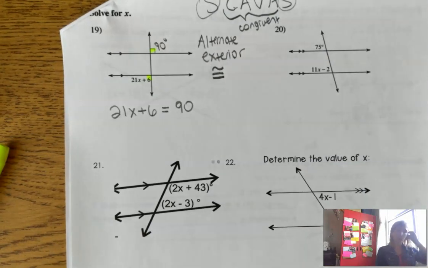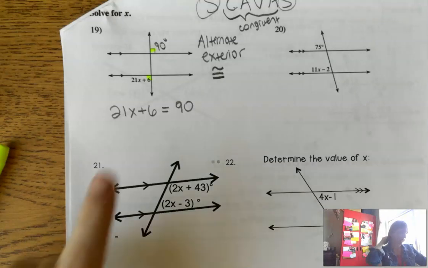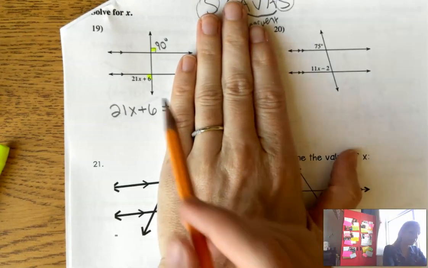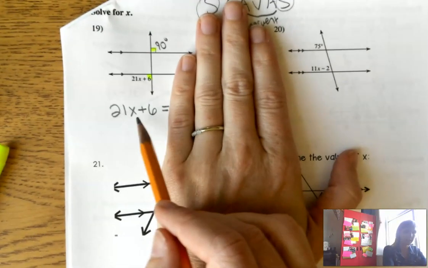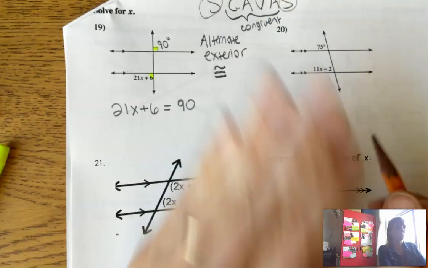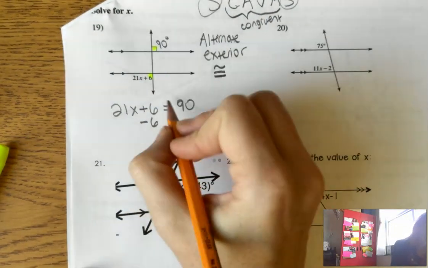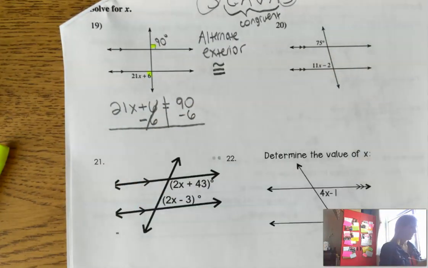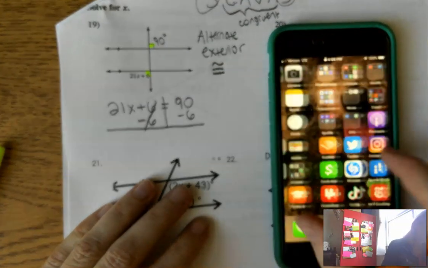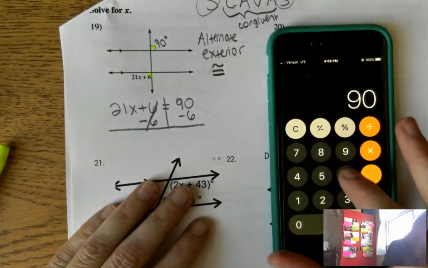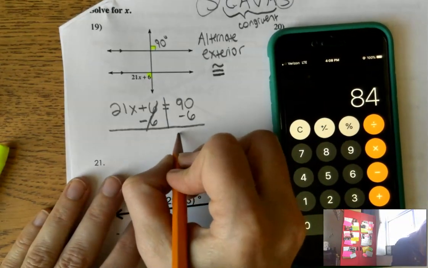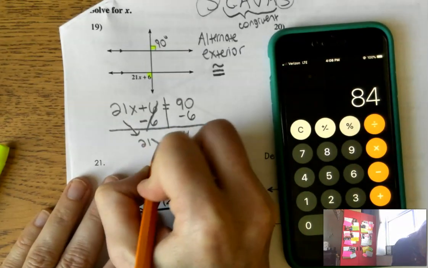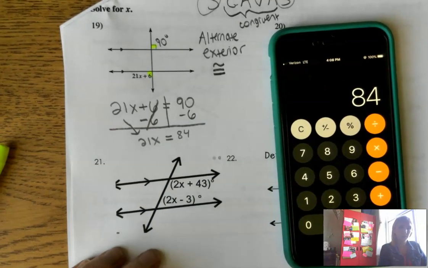All right, what's my first step when solving for x? I need to isolate x or get x by itself. So I need to get rid of something on this side. I need to get rid of the 6, anything that doesn't have an x in it, and I do that by doing the inverse of addition, which is subtraction. Whatever I do on one side of the equal sign, I must do on the other. So those cancel out, and I'm going to use my calculator to figure out what 90 minus 6 is. All right, so 90 minus 6 is 84. And I'm just left with 21x on this side because I subtracted the 6.